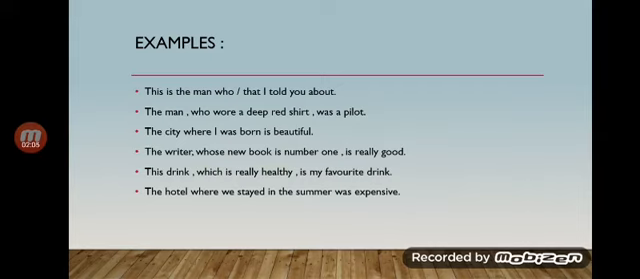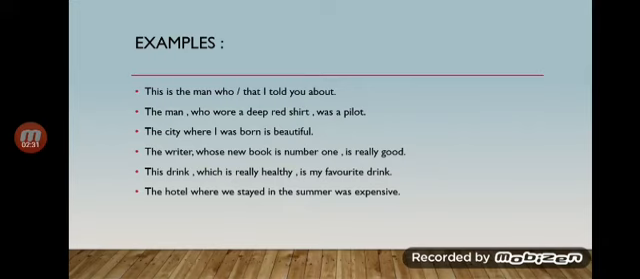The second one, the man who wore a deep red shirt was a pilot. This is an example of non-defining relative clauses, okay? The third one, the city where I was born is beautiful. This is defining. And the writer whose new book is number one is really good. Of course, it makes sense to say the writer is really good.